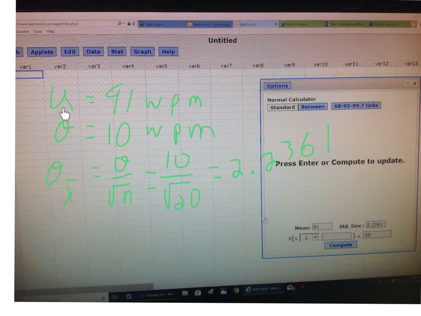We're told the mean of the population was 91 words per minute, and the standard deviation is 10 words per minute. Then they told you took a sample of 20, so the standard deviation for the sample would be the standard deviation for the population over the square root of the number in the sample, and so the standard deviation for the sample would be 2.2361. Now the mean for the sample would be the same as the mean for the population, which is 91.